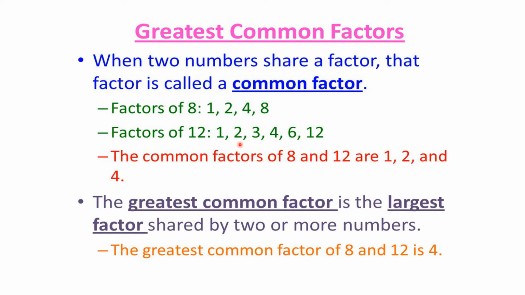Now you can see here the common factors: 1 is a common factor, 2 is a common factor and 3 is not here. 4 is in both 8 and 12, so 4 is a common factor and no other numbers are common. The common factors of 8 and 12 are 1, 2 and 4. The greatest common factor is the largest factor shared by two or more numbers. The greatest factor here is 4. So the greatest common factor of 8 and 12 is 4.